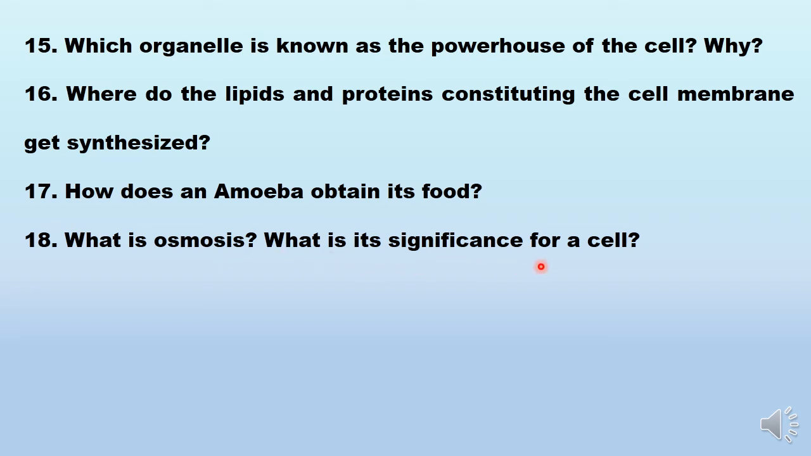Now what is its significance for the cell? The significance of osmosis in a cell is that the cell obtains its required amount of water and nutrients through the osmosis process, and particularly the endosmosis process. Also, if the cell has to lose extra water, then it will perform exosmosis, through which it can get rid of the excess water that it has. So that is the significance of osmosis for the cell.